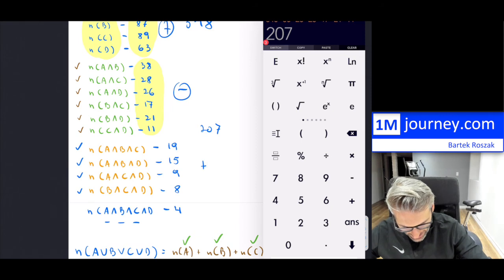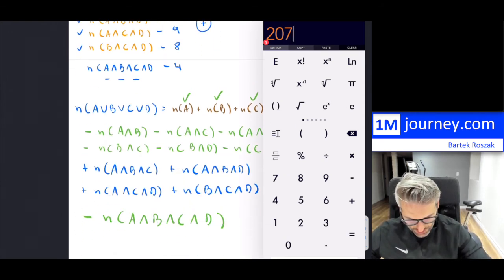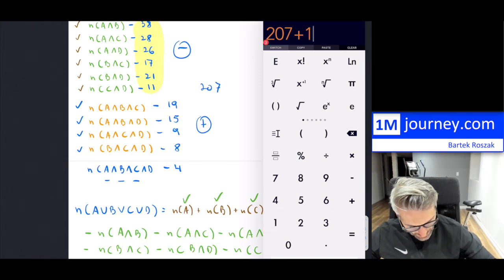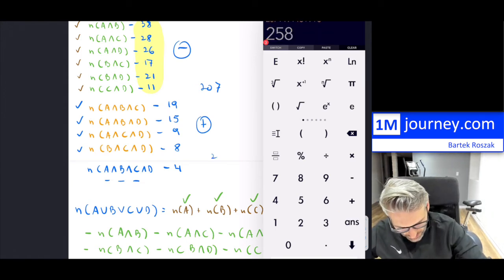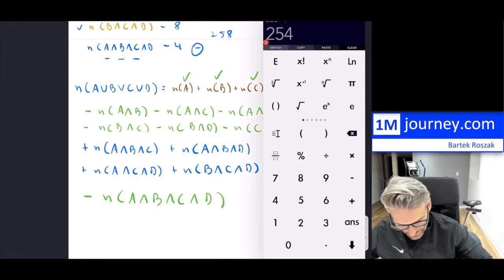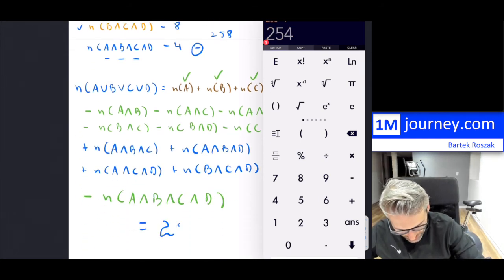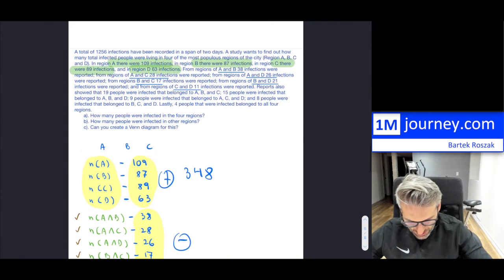Now we add these up. So here's my answer. Now we're adding them, that's right here, the addition: plus 19 plus 15 plus 9 plus 8. Now we've added that, and that was 258. And then this last one we have to subtract: minus 4. So this whole entire thing is 254 infections in those 4 regions as a union. And that's what they asked us here.